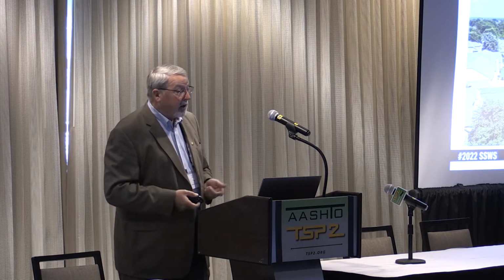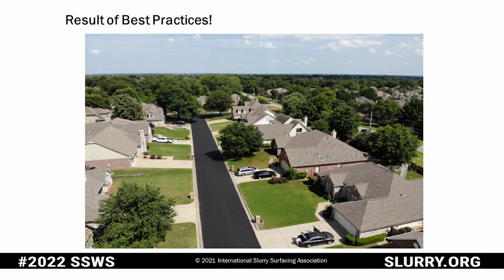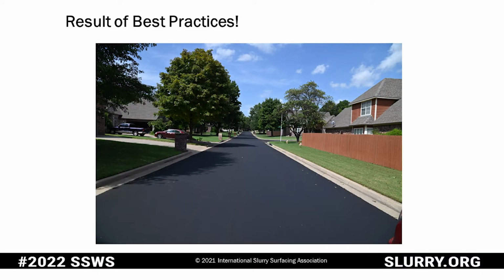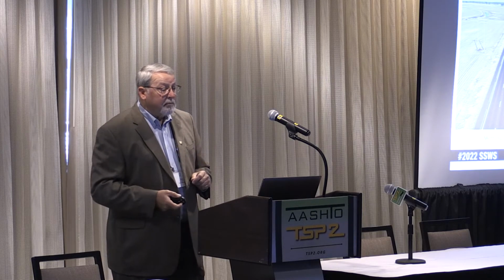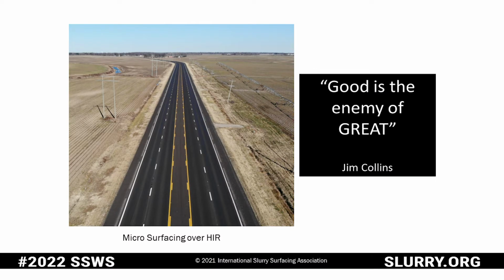So just some pictures. I'm not a very good drone pilot, but I had to get some pictures of this stuff. This is what happens when everything comes together. The agency picked a good site. We've got great materials. The applicators did a wonderful job, and these are the type of results that you should expect. Anybody have any problem with that in their communities? I don't think so. But it takes a lot to get to that point. And both contractor and agency and material supplier are all part of the plan. And one of my favorite statements to my guys is, good is the enemy of great.